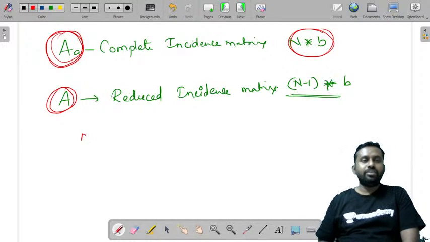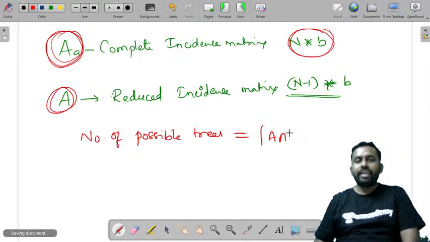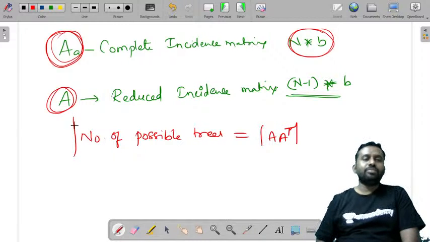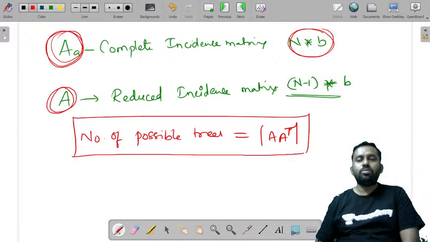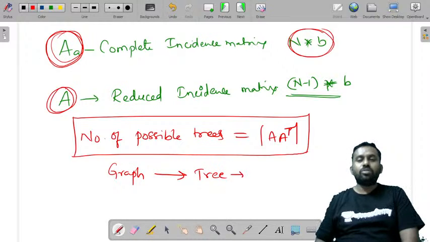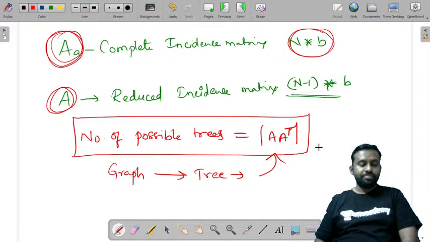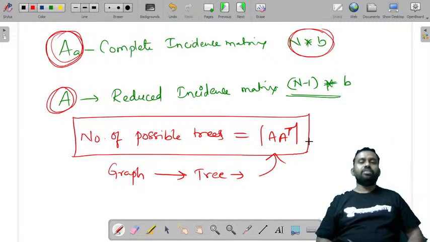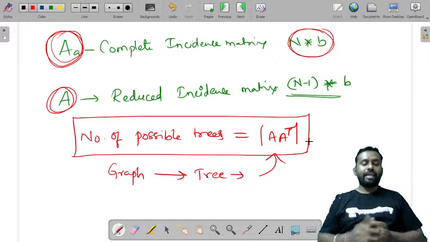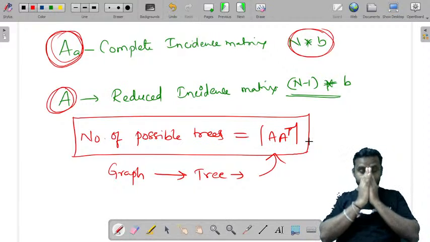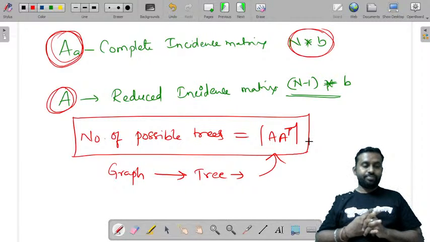From these two pieces of information you can write one thing: the number of possible trees is equal to the determinant of A into A transpose. This will give you the information about the number of possible trees. For a graph you can draw many trees, and it is also limited. So this is the formula that you have to use to determine the number of possible trees for a given graph.